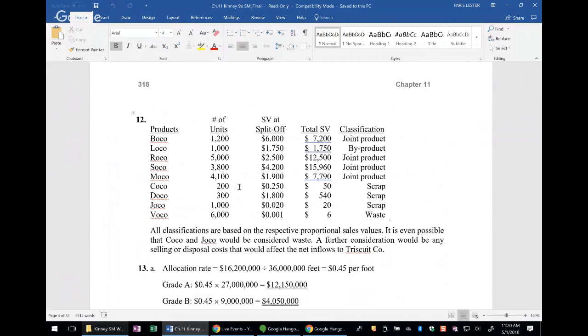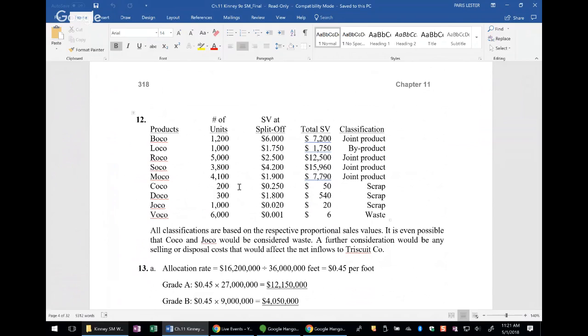So now scrap, because the sales value is very little, that's why we consider it scrap. All right? And you can do whatever you want. If there's 6,000 units, not even a tenth of a penny, $6 for 6,000. Consider that waste if you want to. Now you can see some of that in the picture. Some would be waste, some is scrap. We can see the scrap and the waste. One that would be puzzling is picking out the byproduct.